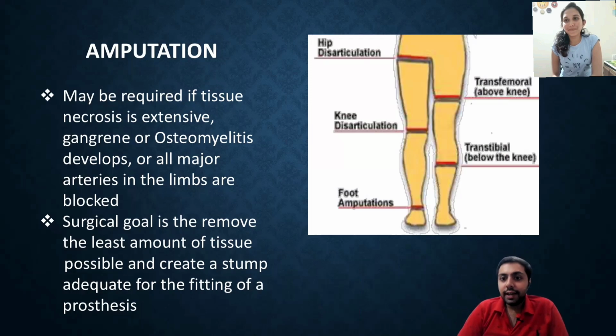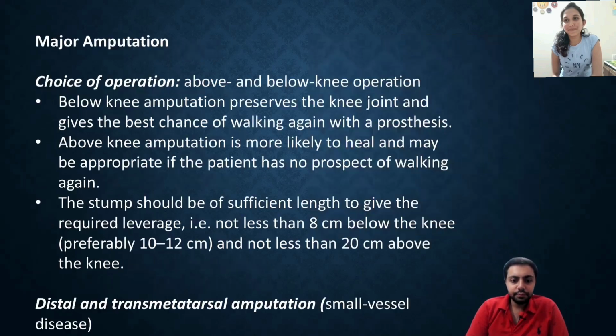So yeah, we have different types you can see. Below the knee is transtibial. Below that is a foot amputation. At the knee joint, you can disarticulate. At the hip joint, you can disarticulate. And above the knee is transfemoral. So why do we amputate? If it is very extensive, osteomyelitis and gangrene will be there, and all the major arteries are involved. Then the surgical goal is to remove the least amount of tissue possible to create a stump adequate for fitting the prosthesis, as I said.